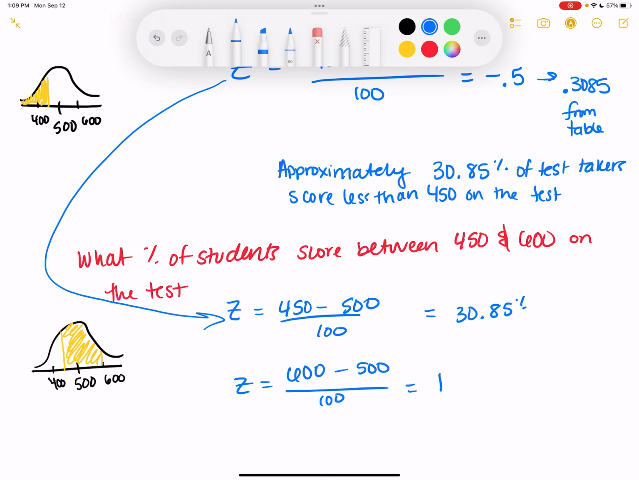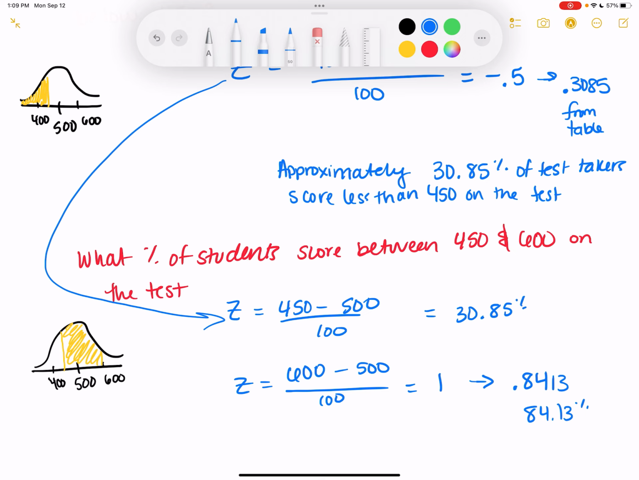So this is 0.8413 or 84.13%. But I need the area that's between that, and so just keep the book. So these pictures are in the top corner of the table.